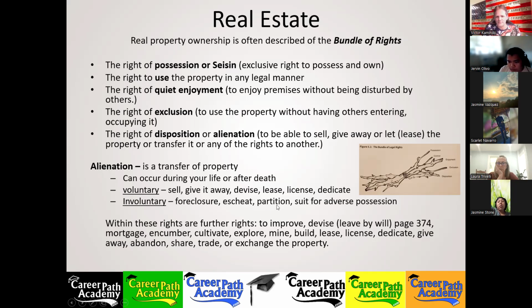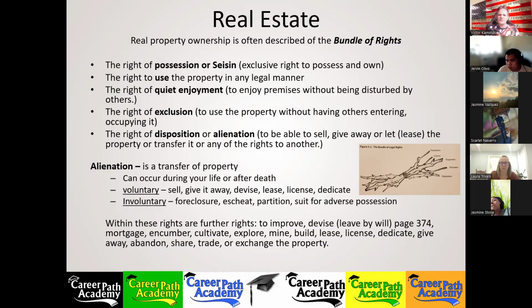Partition is a court proceeding when you have more than one co-owner of a property. If one owner wants to sell and the other doesn't, you could take them to court, and if they don't want to buy you out or can't afford to buy you out, you're not stuck being an owner with them. You could partition the property. You basically take them to court, and a judge will determine if the property can be physically divided or partitioned. And if it cannot, then the judge will order the property sold, and you'll split the proceeds of the sale according to your ownership interests.